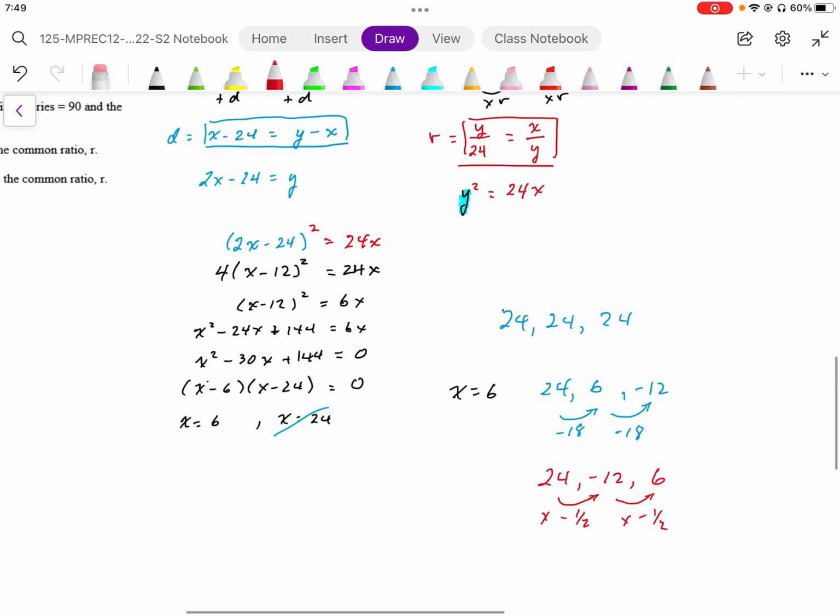Okay, so there's my solution. x is equal to 6, y is equal to negative 12.